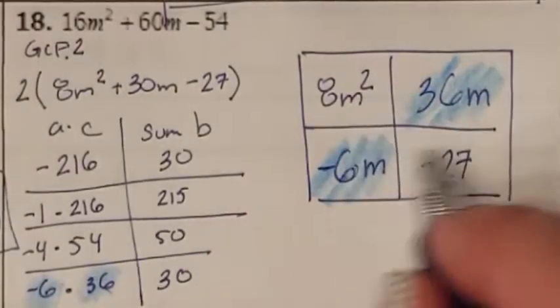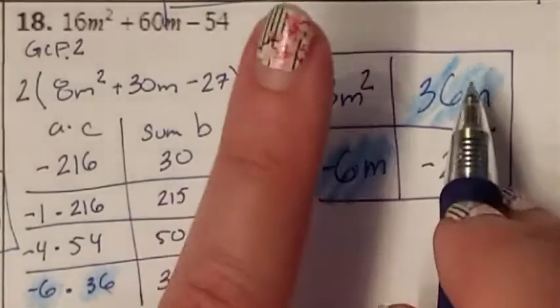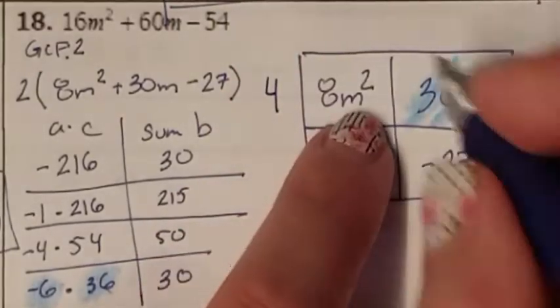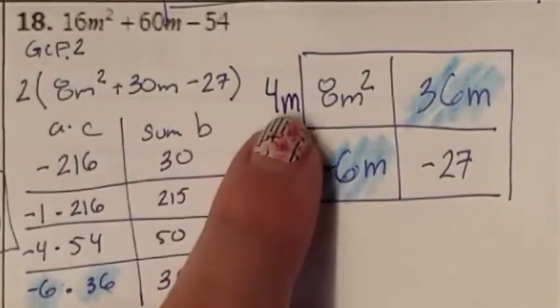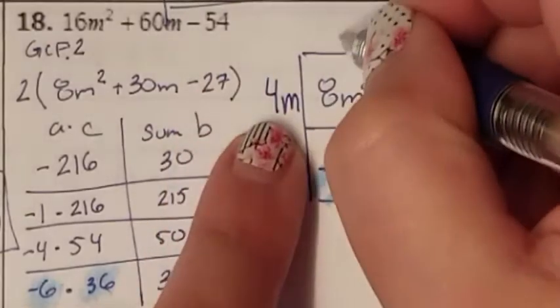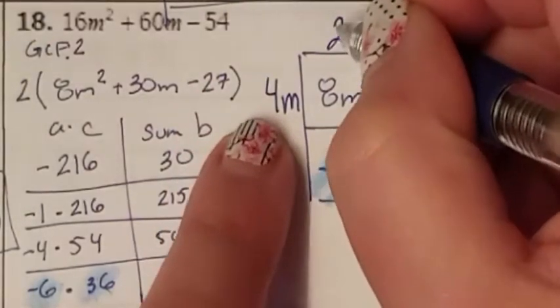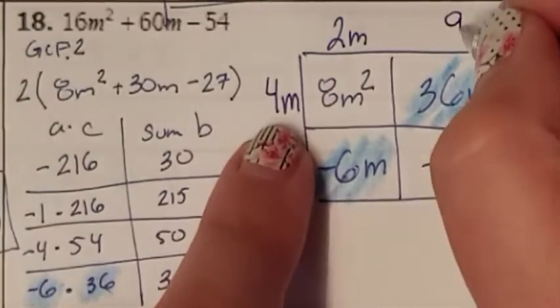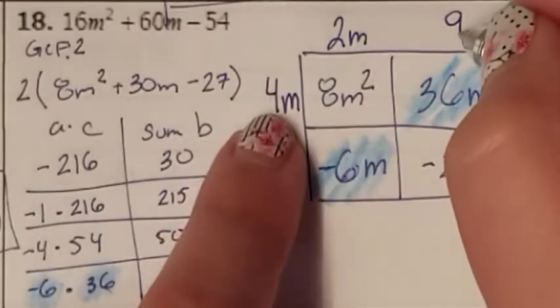Now that I have my areas, I need to find my sides. 8 and 36 have a 4 in common. M squared and M have an M in common. As soon as I found the 4M, everybody else is multiplication. 4M times 2M would give me 8M squared. 4M times 9 would give me 36M.